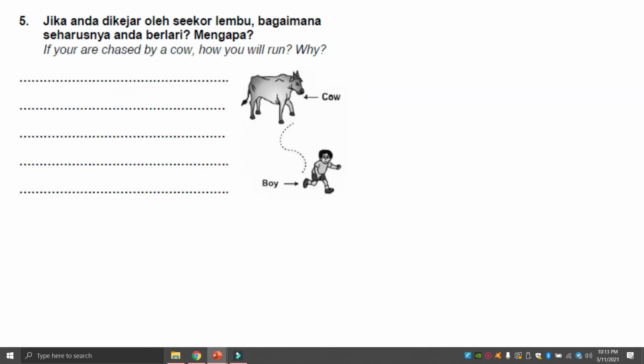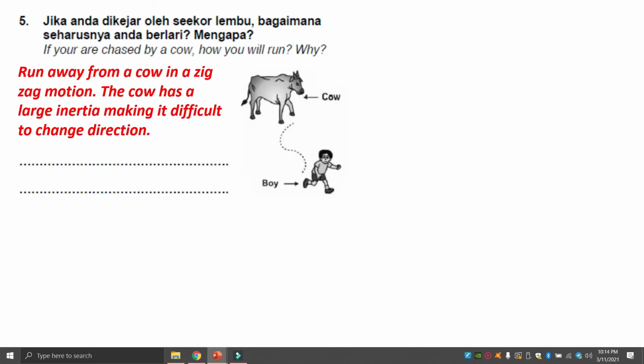Next, if you're chased by a cow, how will you run? Run in a zigzag way, because the cow has a large inertia. Large mass means large inertia, so it's hard for the cow to change direction. If you move in a zigzag direction, when the cow wants to follow you in the same way, it will take some time for it to move. So run away from a cow in a zigzag motion. The cow has a large inertia, making it difficult to change direction.